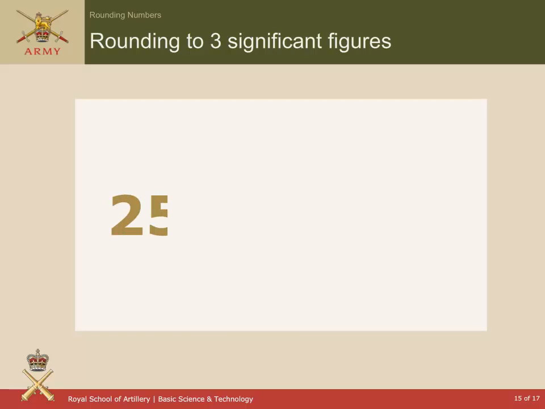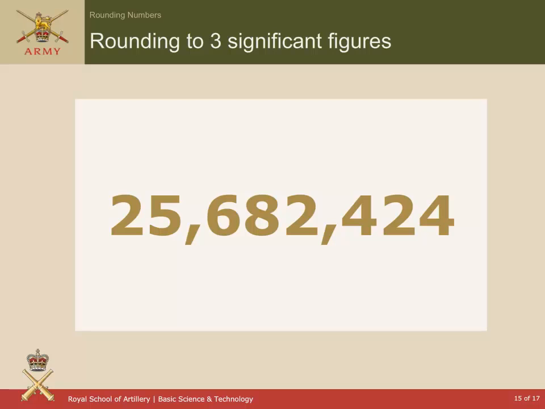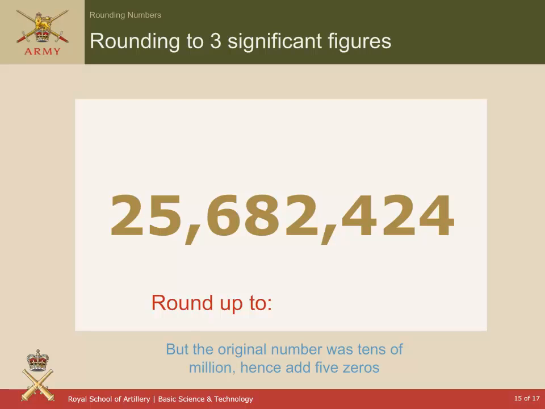Another number, 25,682,424. We wish to round to 3 significant figures, exactly the same as before. Find the third figure, 256, that's the third figure. Look at the fourth, it's an 8, therefore we round up. So 257, put all the zeros back for the ones we've dropped, 25,700,000.